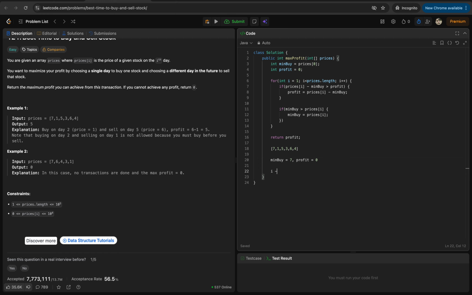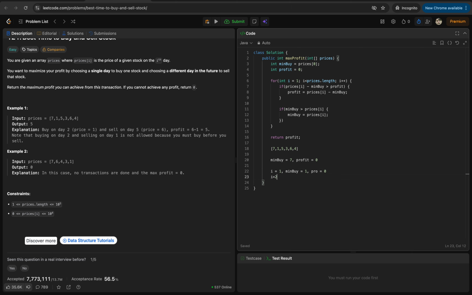Now next I is 1. We are checking price I minus min by, which is 1 minus 7. Is 1 minus 7 greater than profit? No, it is not, so we will not do anything. And then we are checking if min by is greater than prices I. Is 7 greater than 1? Yes, it is greater, so min by will be 1. So here min by will become 1 and profit will remain 0.